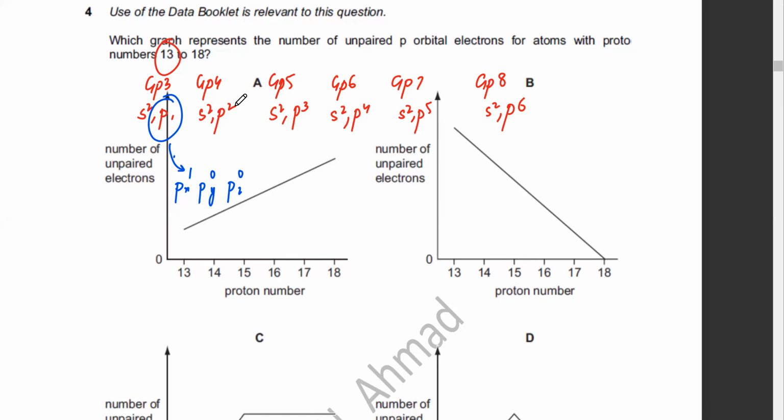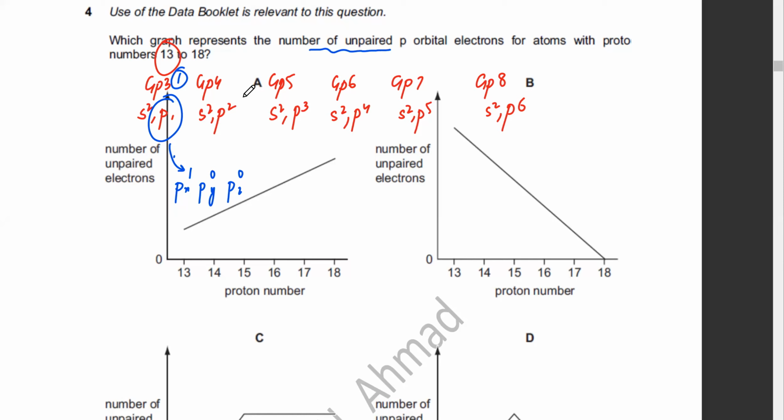Anyways, S2P2 means, so 13 would be having 1 electron. So I'm just going to write it over here. It's going to be having 1 electron, 1 unpaired. So you have to count the number of unpaired p orbitals.